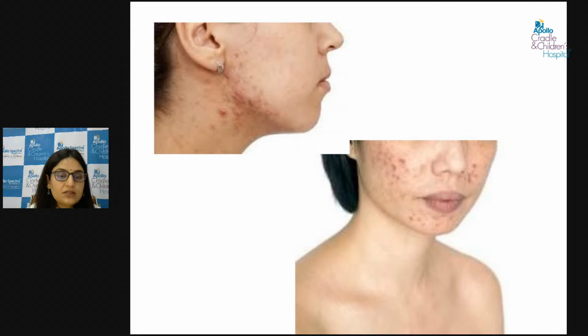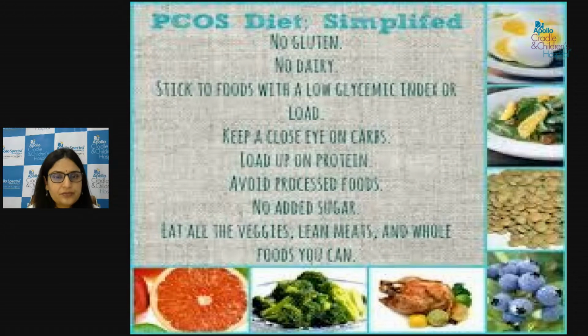So medicine is not always required. It's in your hand. You can control things, but it should definitely be diagnosed on time, and you should not face the complications of the problem. If I go for the PCOS diet, it should be simplified. I can say: no gluten, no dairy, stick to food with a low glycemic index, load up on vegetables, keep a close eye on your carbs, load up on protein, avoid processed foods, no added sugar.